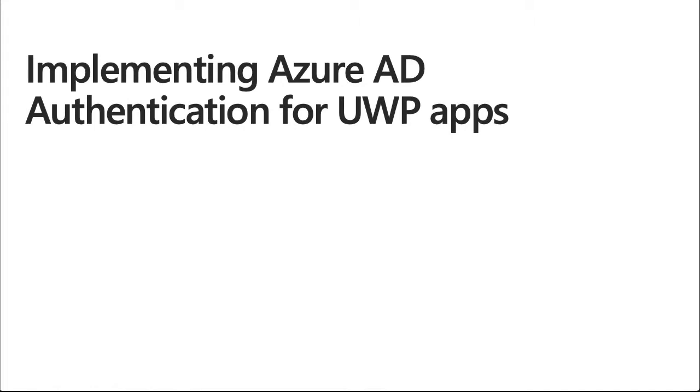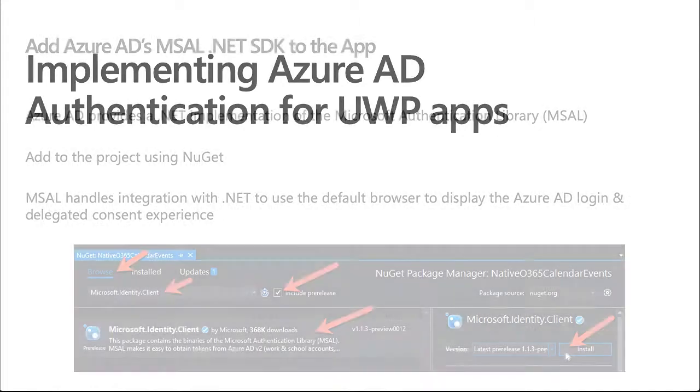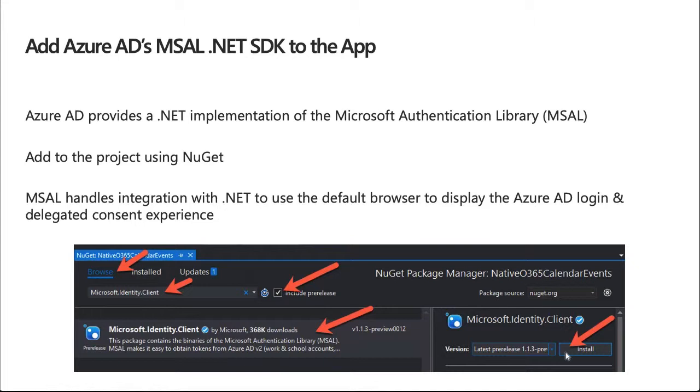So how do we implement Azure AD authentication inside of a UWP application? You're going to add the Microsoft Authentication Library .NET SDK to your application. Azure AD is going to provide a .NET implementation of the MSAL library. You're going to add that using NuGet. And what's nice about this is that the MSAL library is going to handle all the integration with .NET to use the default browser to display the Azure AD login and the delegated consent experience.